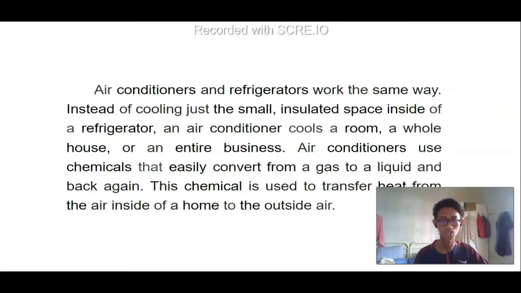Air conditioners use a chemical that easily converts from a gas to a liquid and back again. This chemical is used to transfer heat from the air inside of a home to the outside.